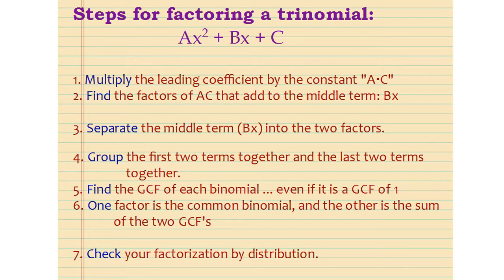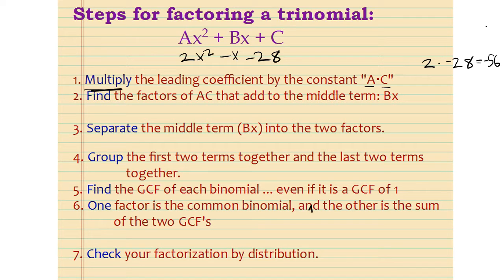Here are our steps for factoring a trinomial where we have ax squared plus bx plus c. Let's do an example at the same time: 2x squared minus x minus 28. In order to factor this trinomial, we will first multiply the leading coefficient by the constant, a times c. Our a times c in this case, 2 times negative 28, is equal to negative 56.